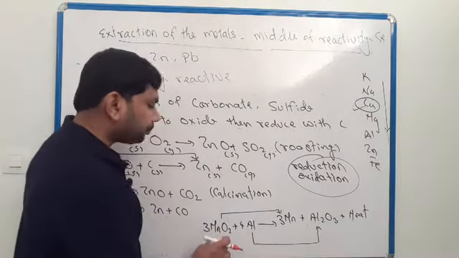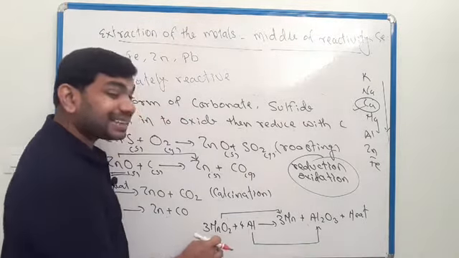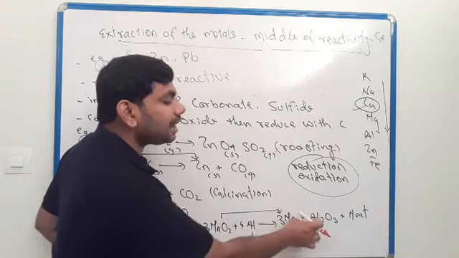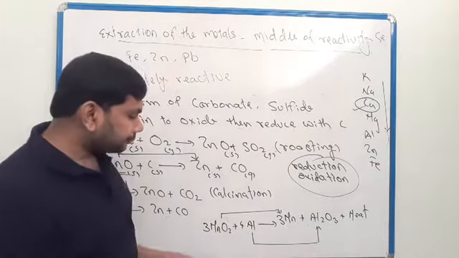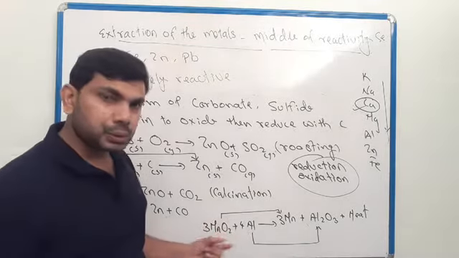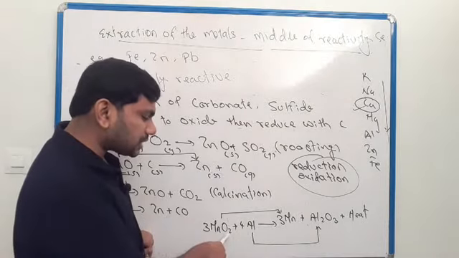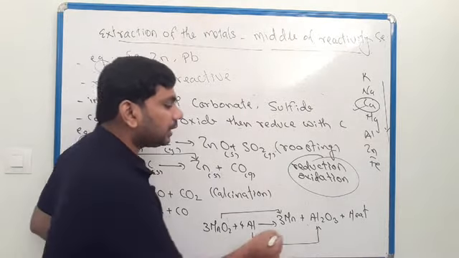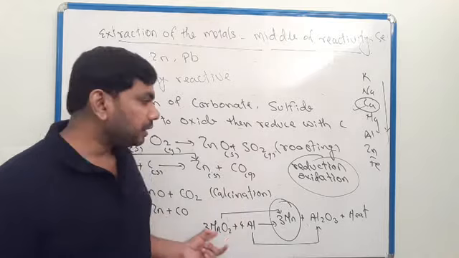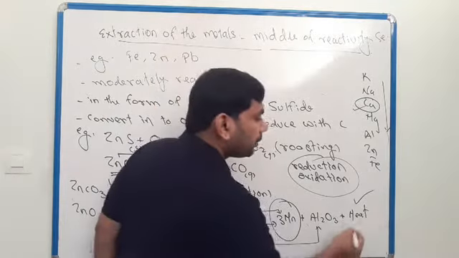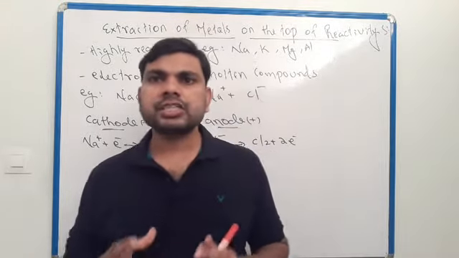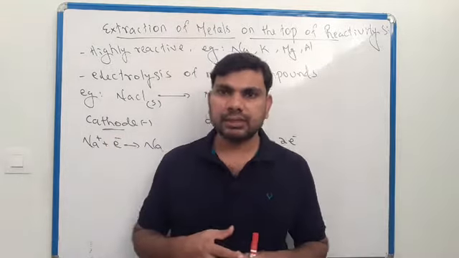See here one example, manganese oxide, MnO2. Manganese oxide reacts with aluminium to give manganese and aluminium oxide. Okay, so look here, manganese is less reactive than aluminium. So here aluminium displaces oxygen from manganese oxide and we obtain manganese. So this is an example of a displacement reaction. Displacement reactions are exothermic reactions, that's why they produce heat energy. Okay, next one, we have to understand extraction of metals on the top of the reactivity series.